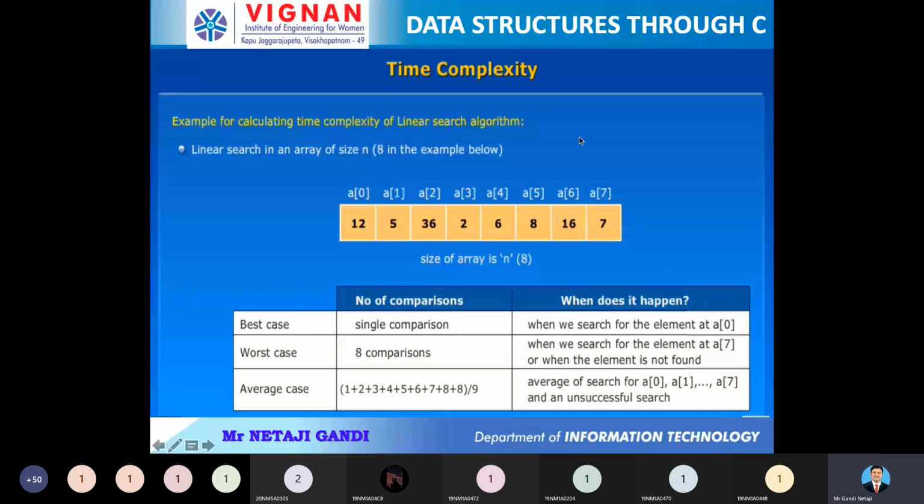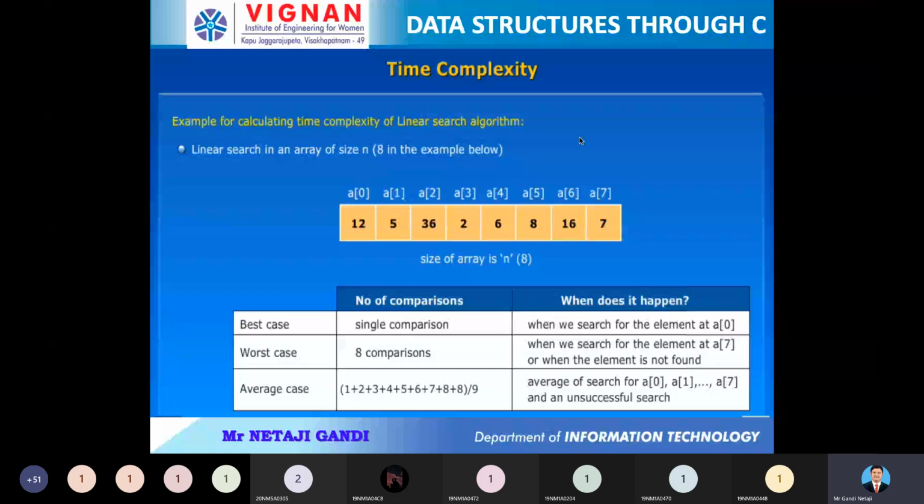Suppose you take a textbook, say the C Balaguruswamy textbook, and I want to search for a topic. Your textbook consists of 1000 pages. My searching topic is arrays. If the arrays topic is available on the first page, that is the best case time complexity.